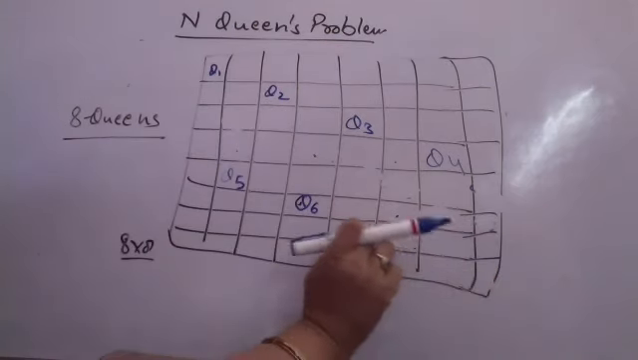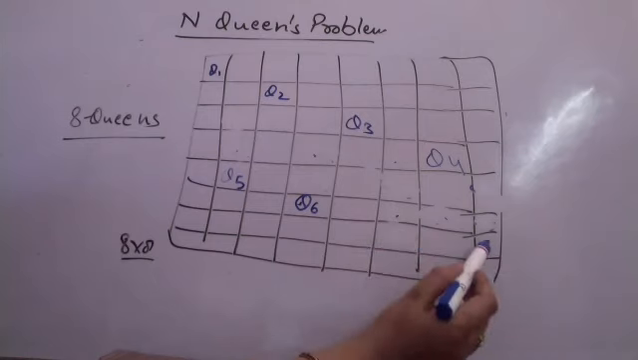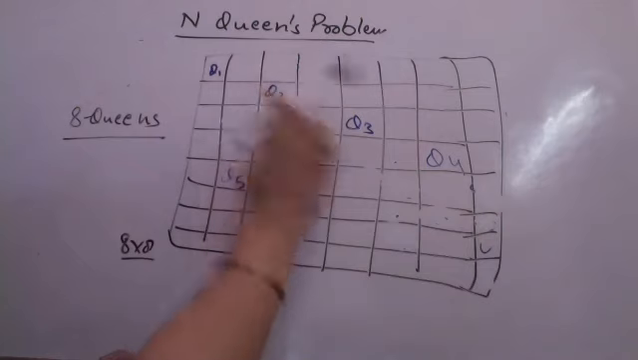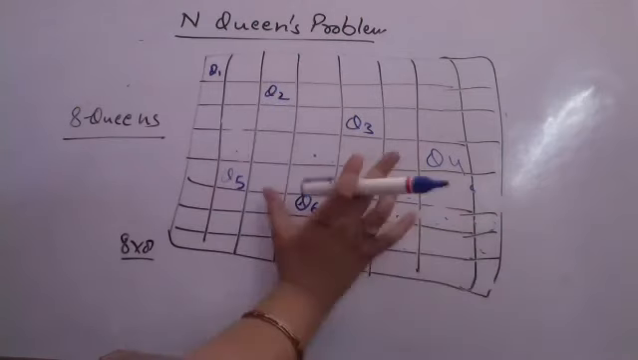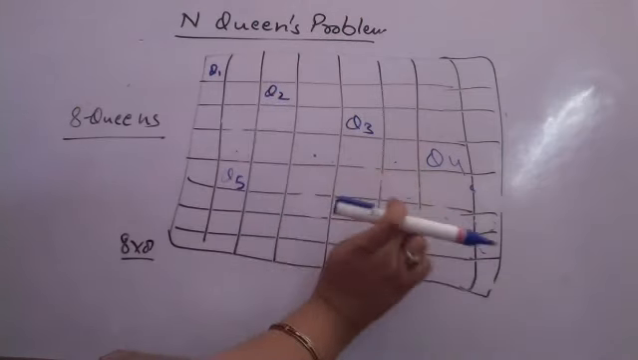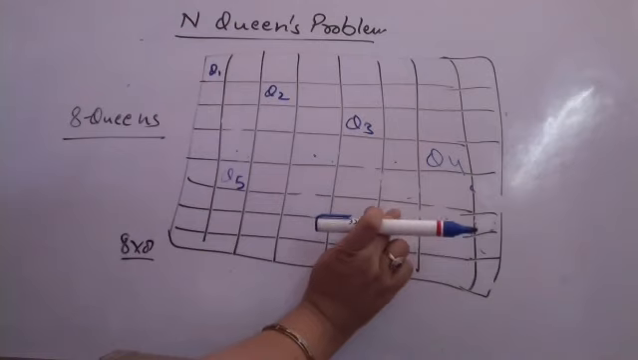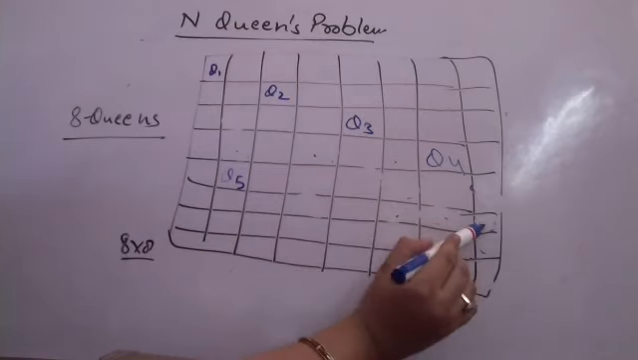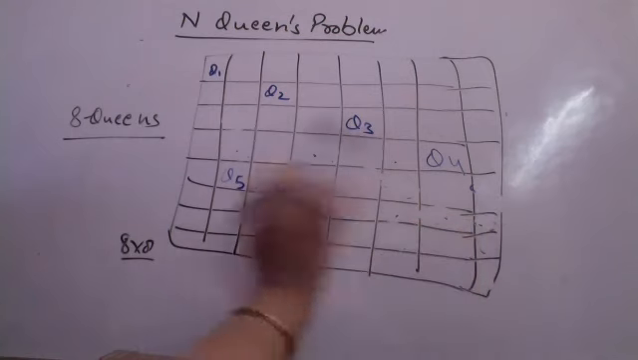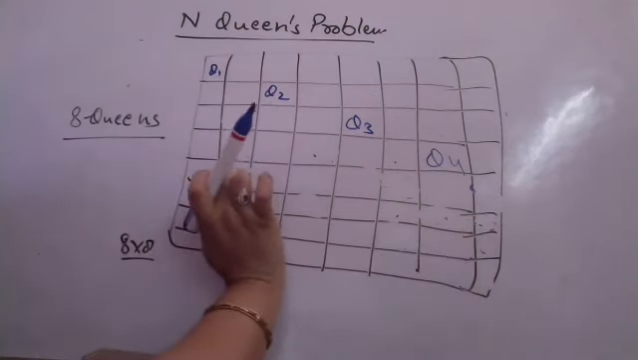Again backtrack. Change the position of queen 7. No possible position because queen 2 से attack हो जाएगा. No. Change the position of queen 6. यहाँ पे if I am putting this, queen 1 से attack हो जाएगा. If I am putting it here, queen 2 से attack हो जाएगा. No possible solution. Change the position of queen 5.